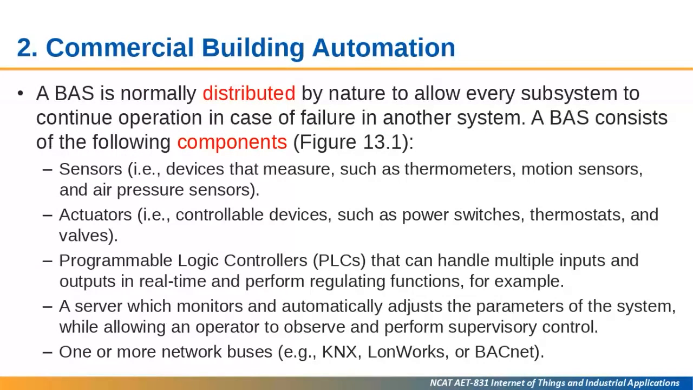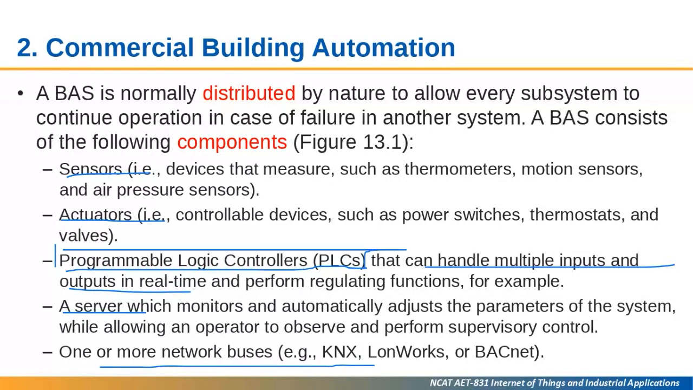So a BAS is normally distributed by nature and allows every subsystem to continue operation in case of failure of another. So a BAS is composed of the following components: sensors, actuators, PLCs that can handle multiple inputs and outputs in real time and perform regulating functions, a server, as well as some network capabilities. So the PLC here, you can consider to be a local processor.